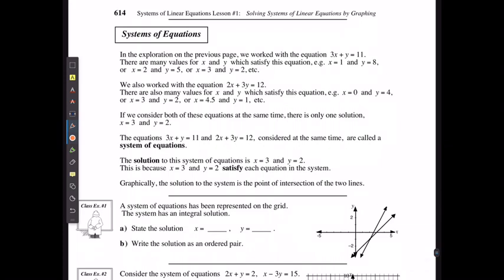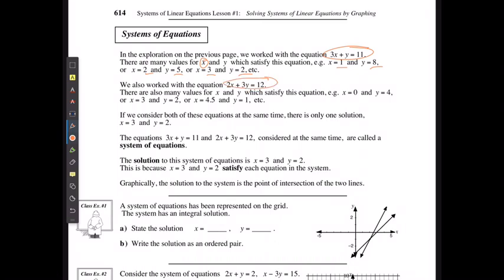So for the system of equations, in the exploration on the previous page, we worked with the equation 3x plus y is equal to 11, and there are many different x and y values which satisfy this equation. If x was equal to 1, y would equal 8. If x was equal to 2, y would equal 5. If x was equal to 3, y would equal 2. So all those, like I was saying, would be solutions.